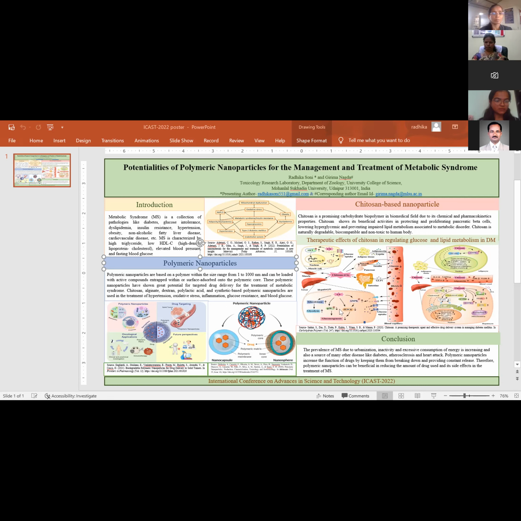Here I am concluding: the prevalence of metabolic syndrome, due to urbanization, inactivity and excessive consumption of energy, is increasing, and it is also a source for many other diseases like diabetes, atherosclerosis and heart attack. Polymeric nanoparticles increase the function of a drug by keeping it from breaking down and providing constant release. Therefore, polymeric nanoparticles can be beneficial in reducing the amount of drug used and reducing side effects in the treatment of metabolic syndrome.